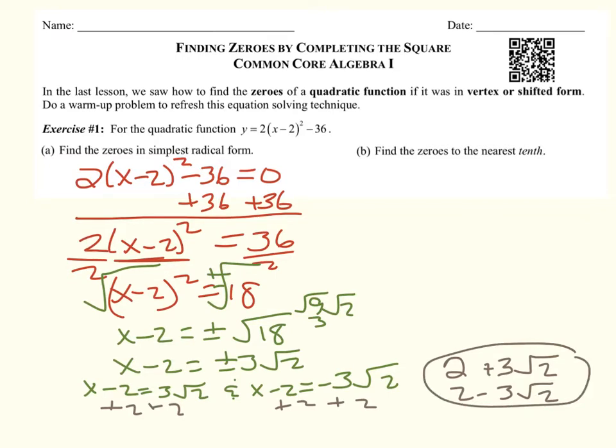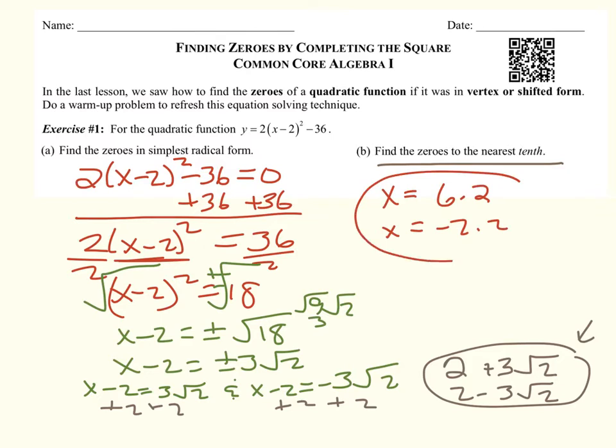In part B now, it says find the zeros to the nearest tenth. Well, guess what? We need the calculator. So in the calculator, I want you to punch in 2 plus 3 times radical 2, and 2 minus 3 times radical 2, and come back with the answers. When I do 2 plus 3 radical 2, I get 6.2426 and so on, but the nearest tenth will be 6.2. And when I do the other one, I get negative 2.24, so it's negative 2.2. Those are my two answers to the nearest tenth using the calculator. So a little review, plus doing a calculator, which we did not do yesterday. All right, time to move on.